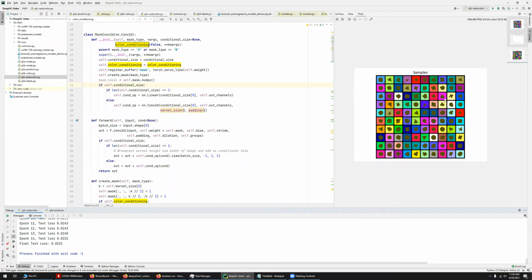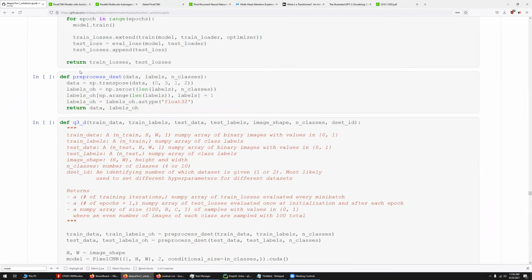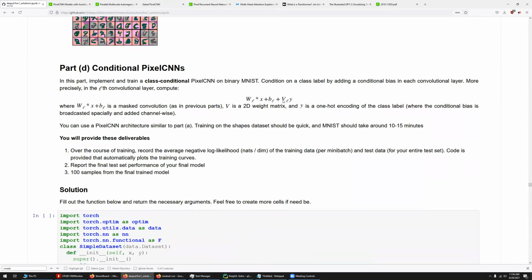So the new problem is that we give a label saying I want you to generate something of this class, and fortunately this is a labeled data set, so this one actually knows what shape it is, so we can use that. And the trick here is to just add it right here, this part. We have the weight and the bias, and then we just add a y. Y is our result, the one-hot encoded label, and you just add it to our convolution.